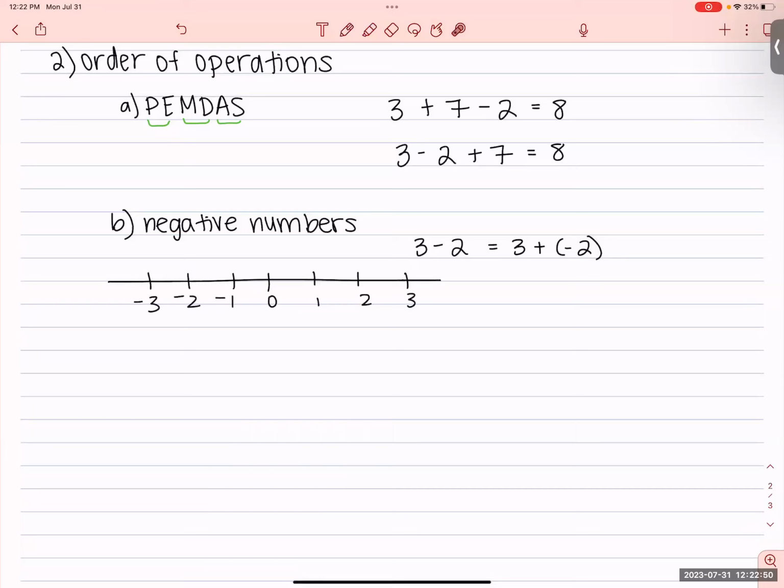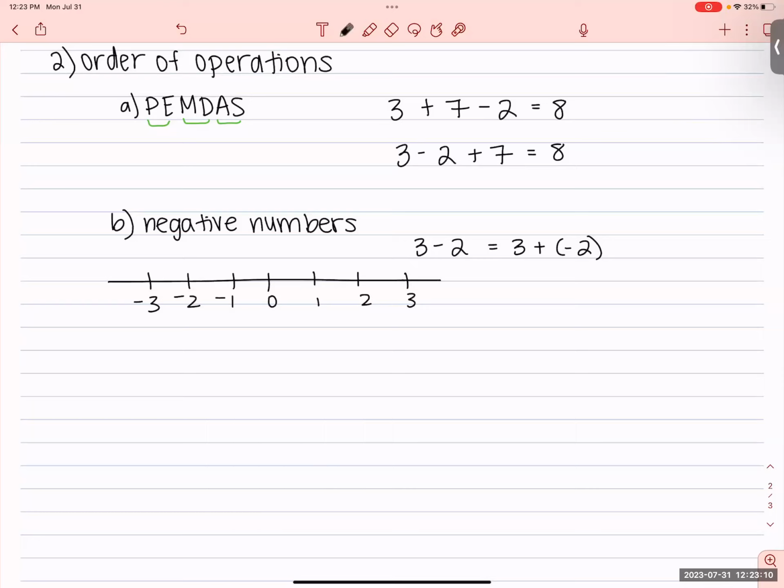If I start here at 3 and I take away 2, I'm going to be going in the reverse direction, 1, 2. So that would be equal to 1. If I take 3 and I add negative 2, it's still adding a negative. So we're adding another negative and we go backwards. So it's the same direction on the number line, which means they're essentially the same.